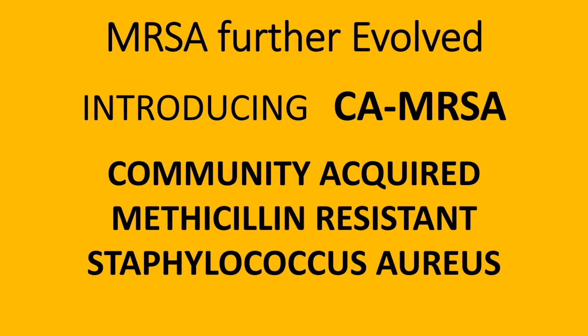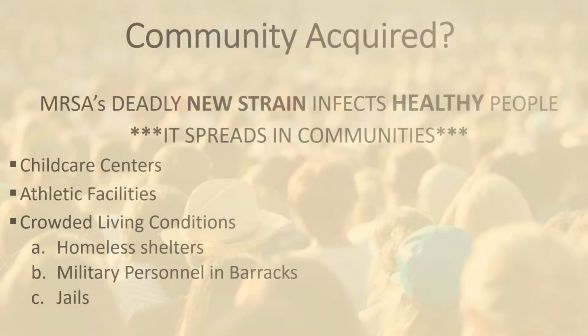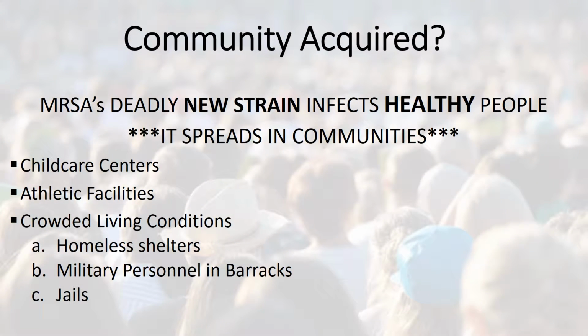MRSA further evolved, introducing CA-MRSA, community-acquired methicillin-resistant Staphylococcus aureus. Community-acquired? MRSA's deadly new strain infects healthy people. It spreads in communities, in child care centers, in athletic facilities, in crowded living conditions such as homeless shelters, military personnel in barracks, and in jails.